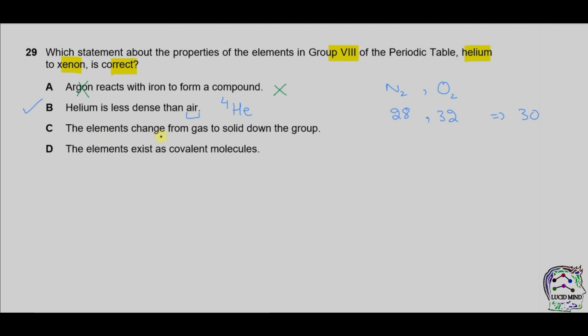Part C. The elements change from gas to solid down the group. Now this is not true for group 8, because in group 8 all elements are in the form of gases. There is no solid which is present. Part D. The elements exist as covalent molecules. Now group 8 elements are unreactive. They do not react, so therefore they exist in the form of atoms, not in the form of molecules. Correct answer is therefore B.